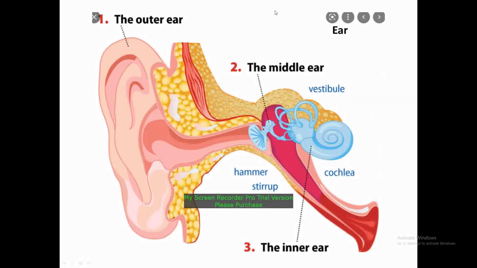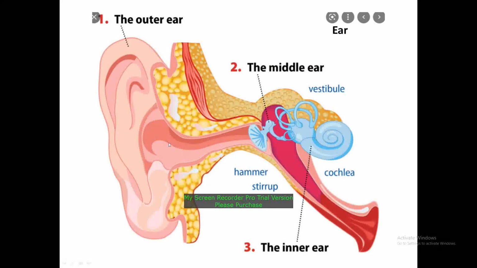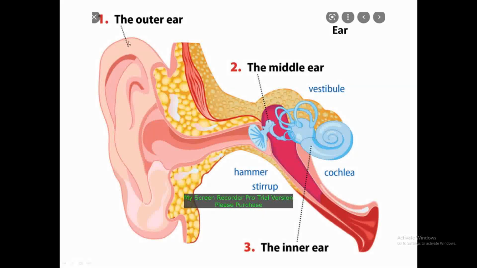Ear. Ear is another sensory organ. It is the organ for hearing and maintaining balance. Ear is divided into three parts: the outer ear that you can touch, then the middle ear, which has the eardrum, then the inner ear, which has the cochlea, which helps in maintaining the balance.